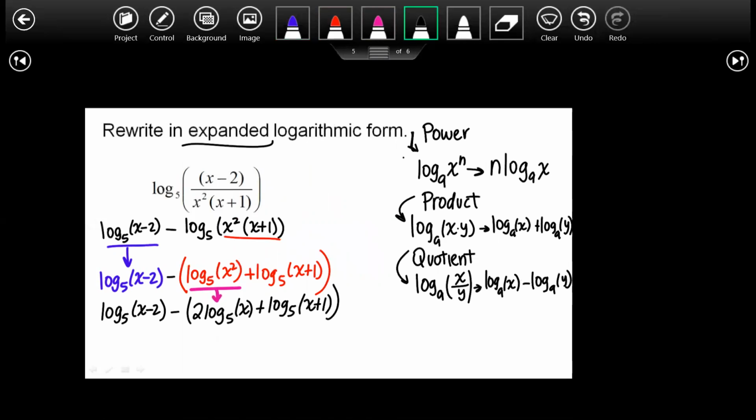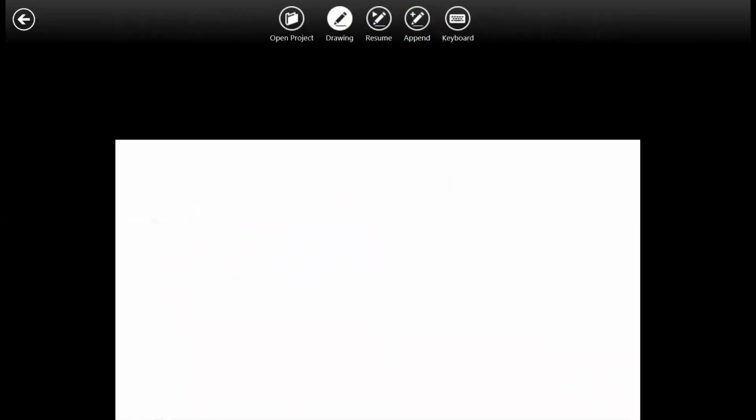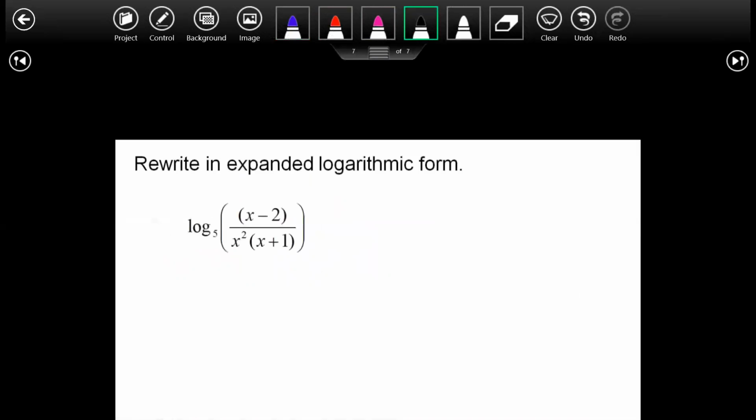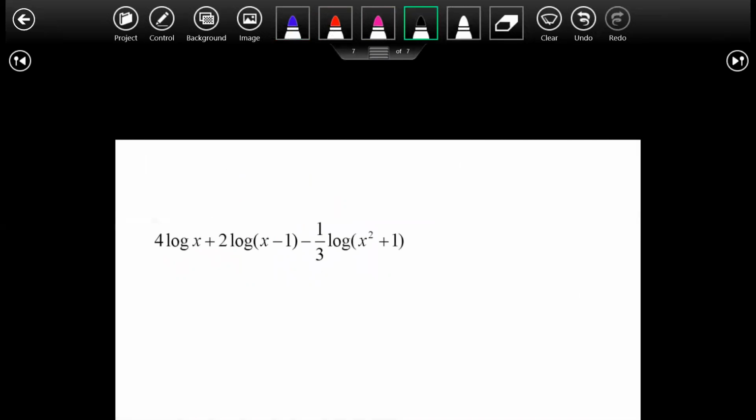Here we go. You say you're going to give us the properties? I will give you the properties. This one, it will say something like condense into single logarithm.